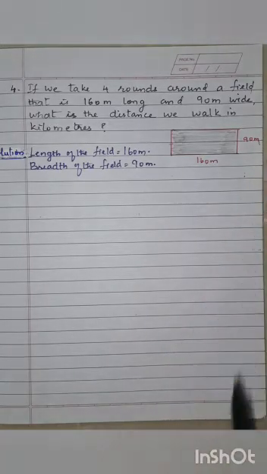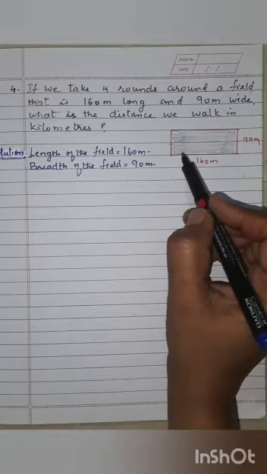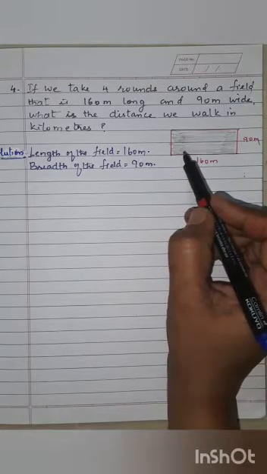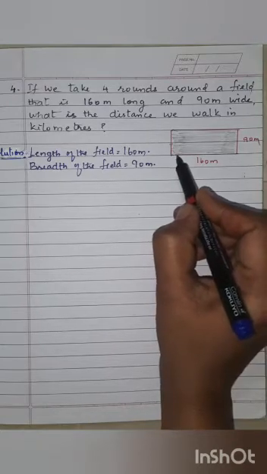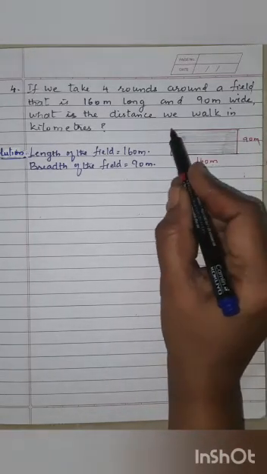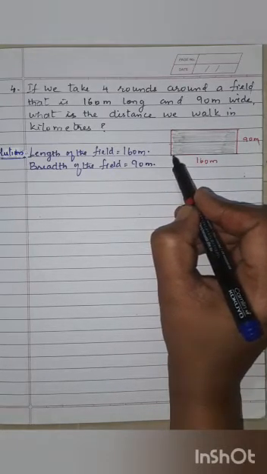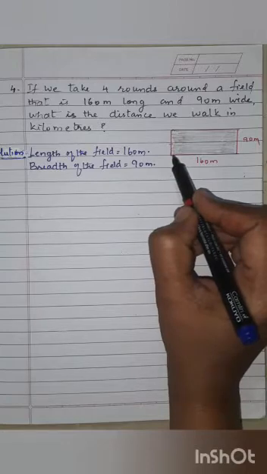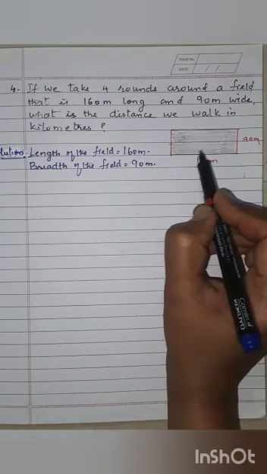Okay, so first what we have to do is find the distance which we cover in one round, or the distance which you walk in one round. That means suppose if we start from here, we go here, then from here. Okay, so like this we cover one round. So children, one round means it is the perimeter. So actually we have to find the perimeter of this rectangular field.